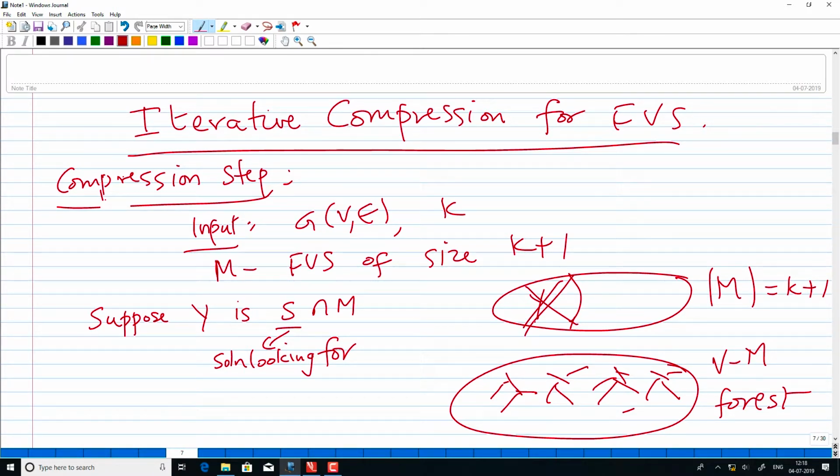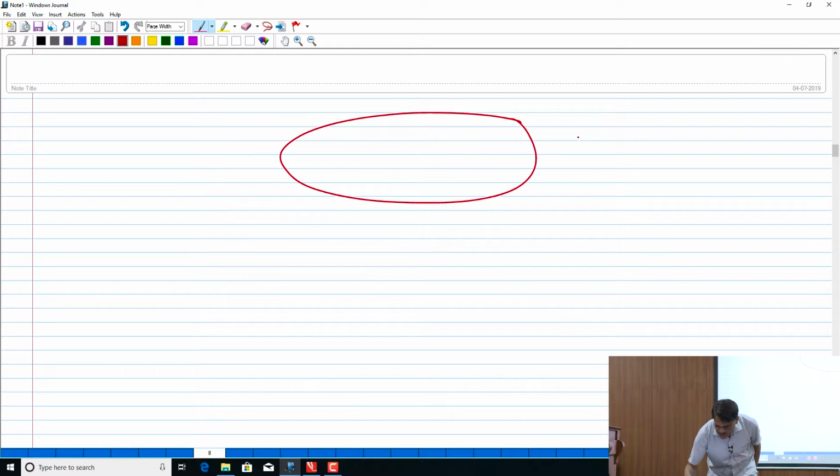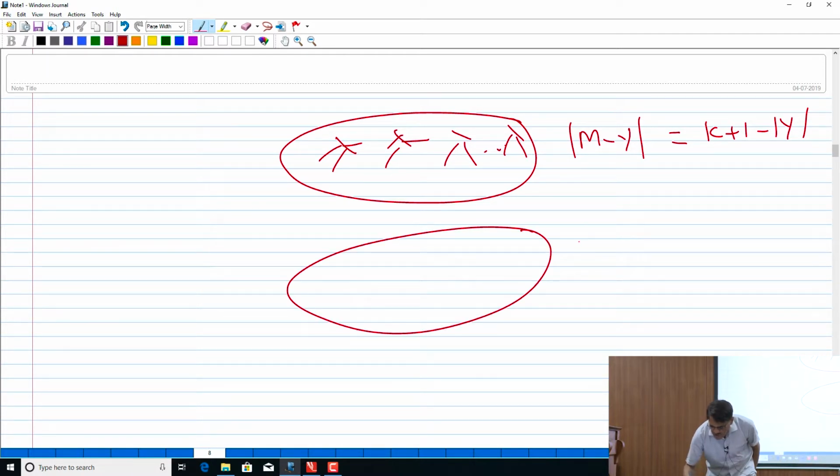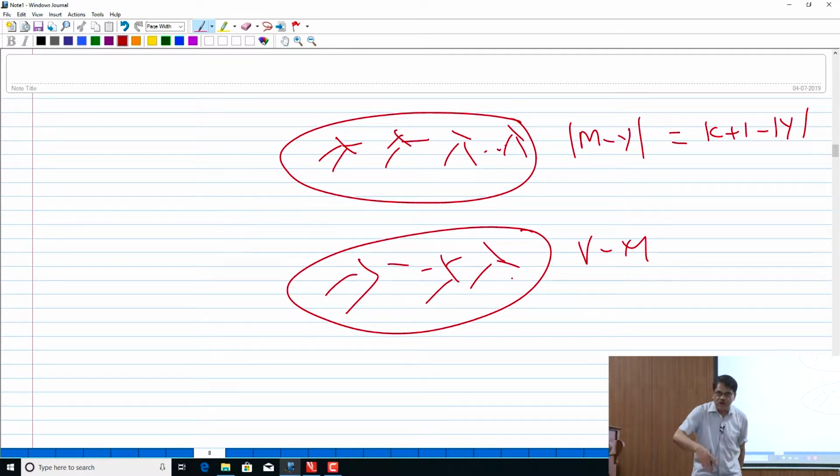Now let's look at the picture again. You have M minus Y, whose cardinality is exactly k plus 1 minus the cardinality of Y, and this is again a bunch of trees. And this is V minus M, again a bunch of trees. So cycles are only across, and we want to pick a small number of vertices from below to cover all cycles. That's the goal.